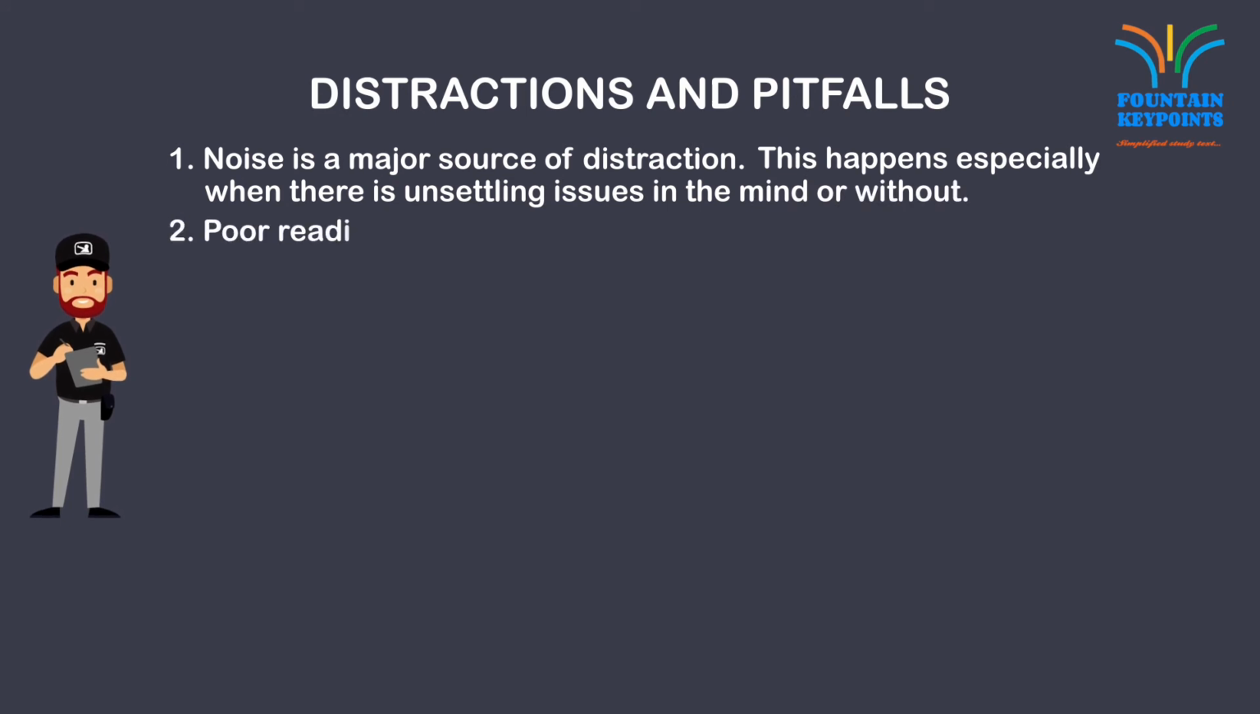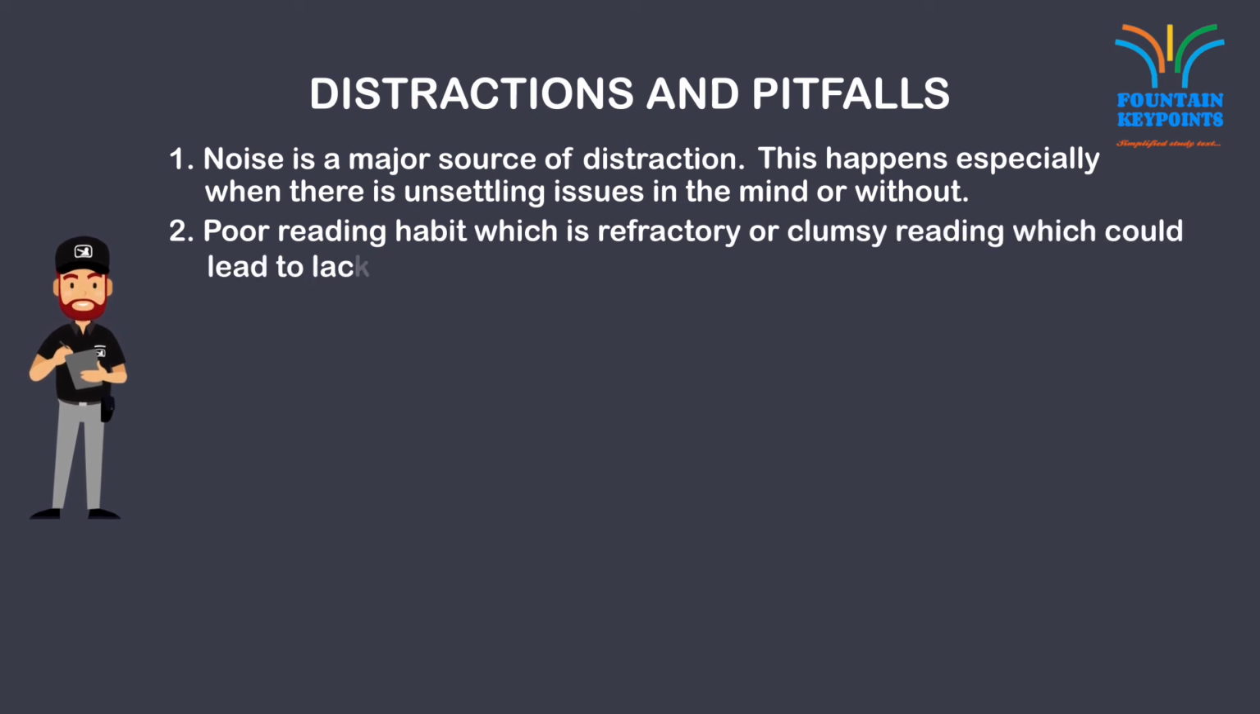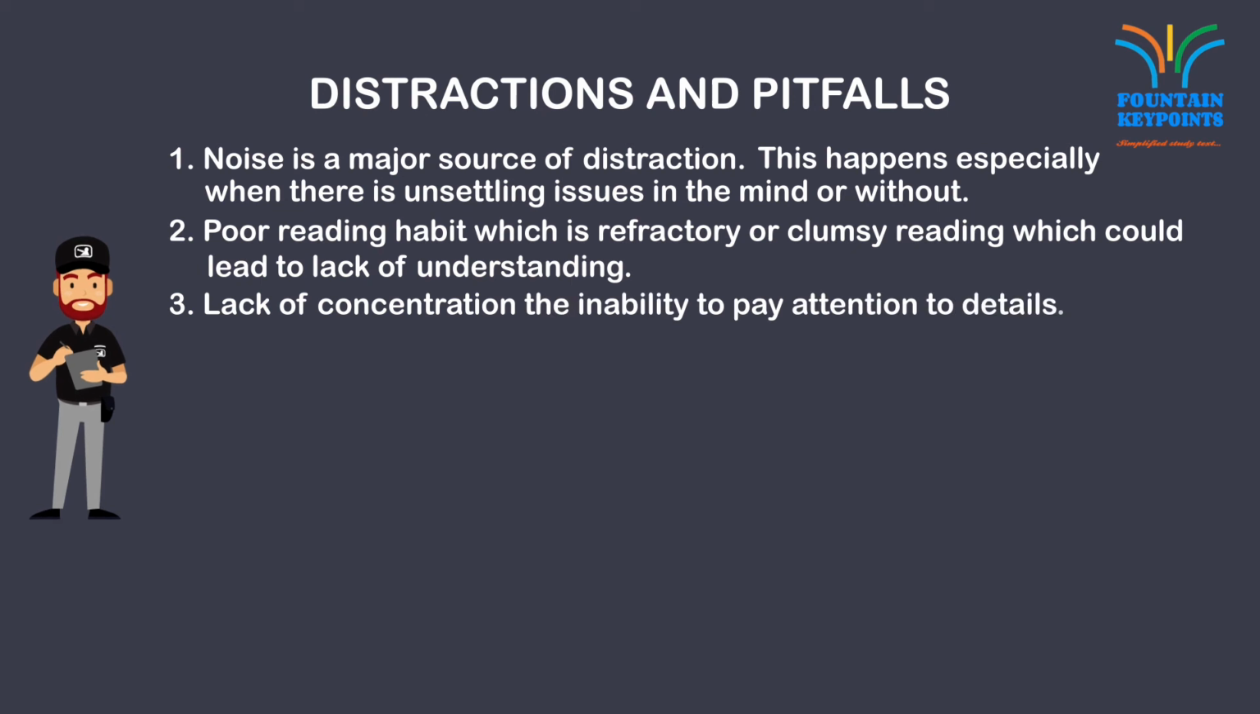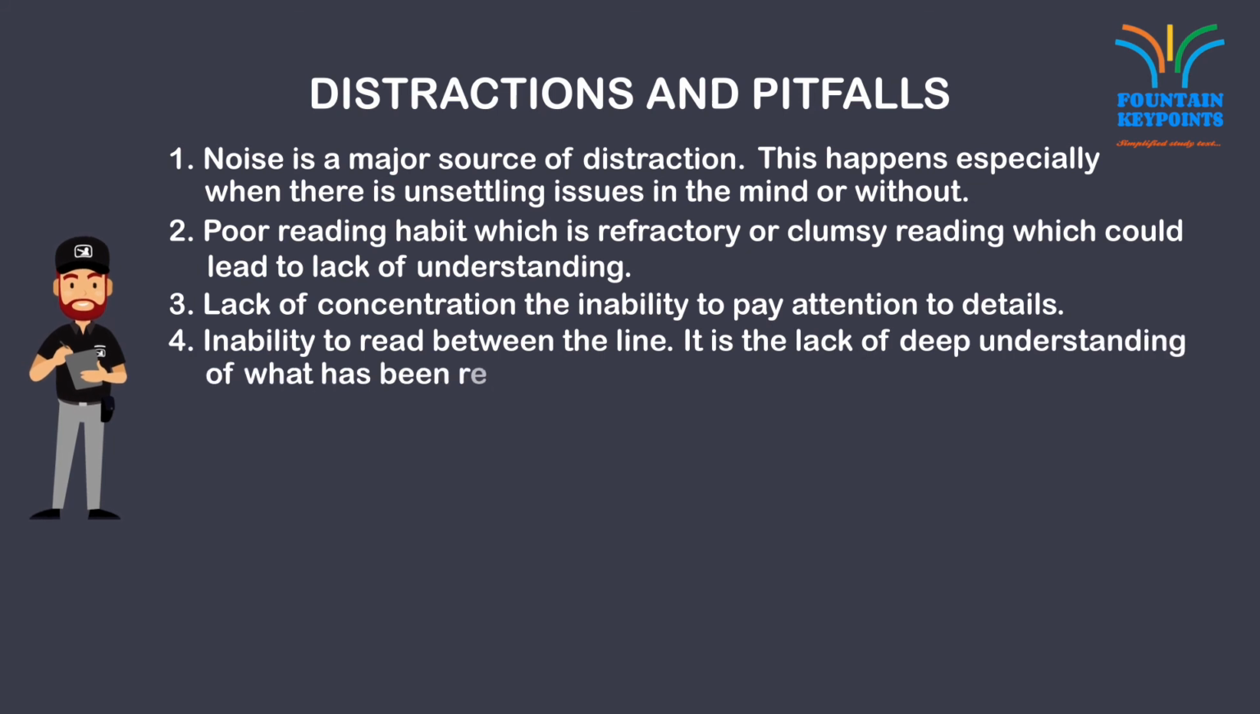Now, we also have poor reading habit, which is refractory or clumsy reading, which could lead to lack of understanding. Many students don't know how to read smoothly; they read forward and backward. They call this refractory reading habit. You are meant to read steadily, progressively. Otherwise, you get into confusion. We have lack of concentration, which is the inability to pay attention to details. There is also the inability to read between the lines. It is the lack of deep understanding of what has been read.